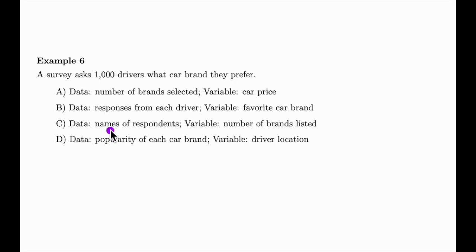The data consists of the actual responses or the answers from each of those 1,000 drivers. So the list of the answers, which is the list of all the different car types, would be our data. So for this answer, we would choose B again. The data is the responses from each driver, and the variable is the favorite car brand. This example reinforces how the variables represent categories or measurements, and the data are the specific values that we observe and collect.